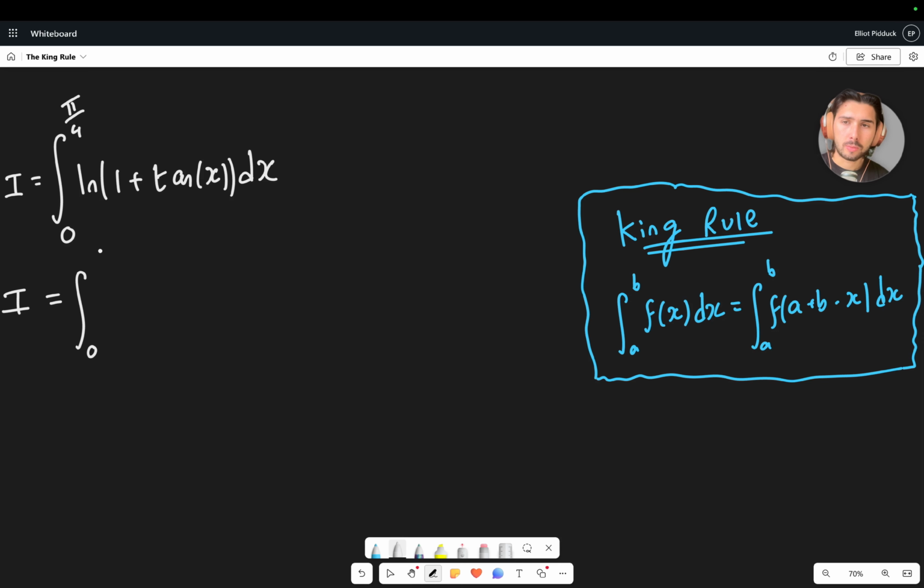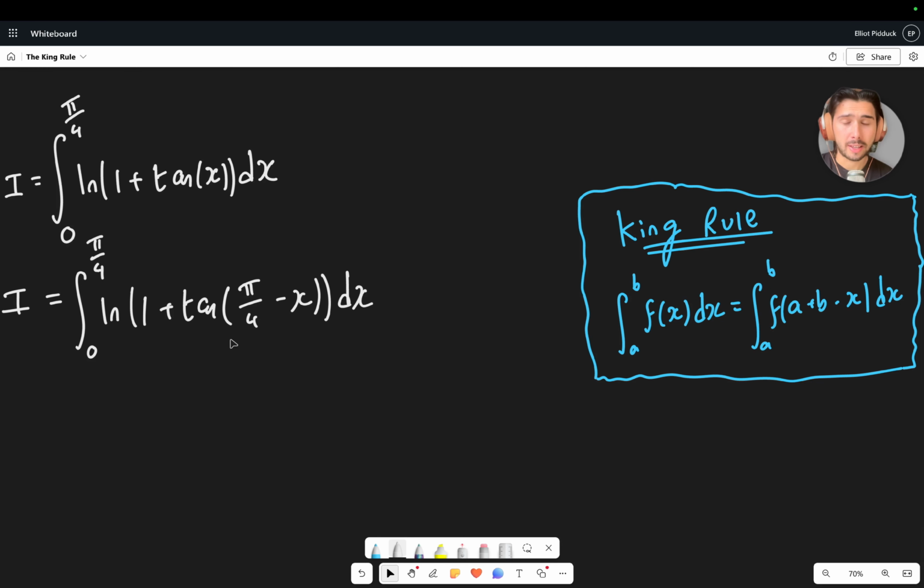It's the integral from 0 to pi over 4 of the natural log of 1 plus tan. And again, I'm just using the King rule. So what I can do is replace all of the x's in the function with the two limits added together minus x. The two limits added together here are 0 plus pi over 4, so just pi over 4, minus x.